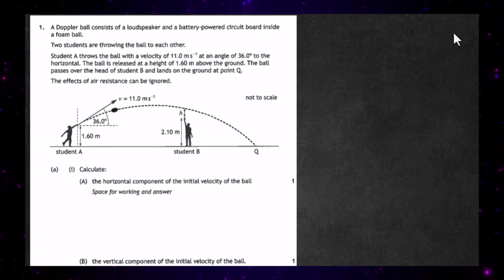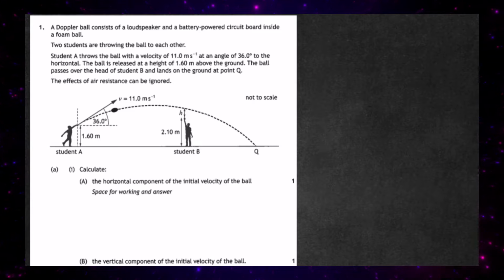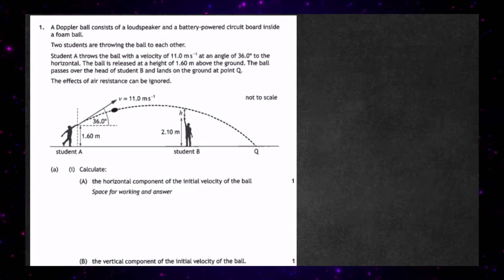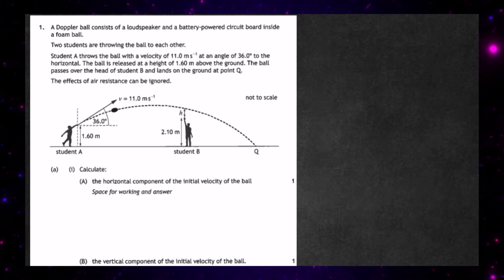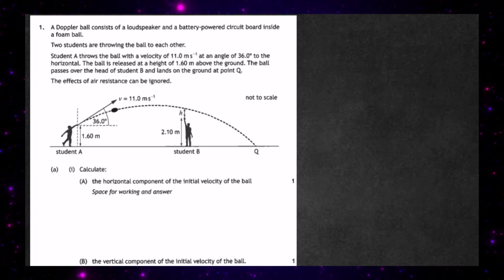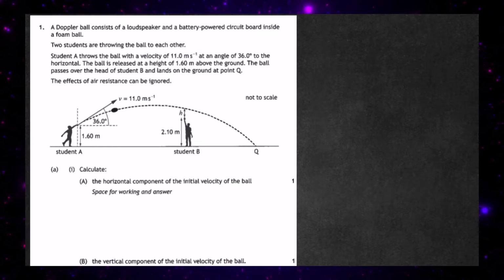Student A throws the ball with a velocity of 11.0 meters per second at an angle of 36 degrees to the horizontal. The ball is released at a height of 1.60 meters above the ground. The ball passes over the head of student B and lands on the ground at point Q. The diagram is shown here. It's not drawn to scale, and we can ignore the effects of air resistance.